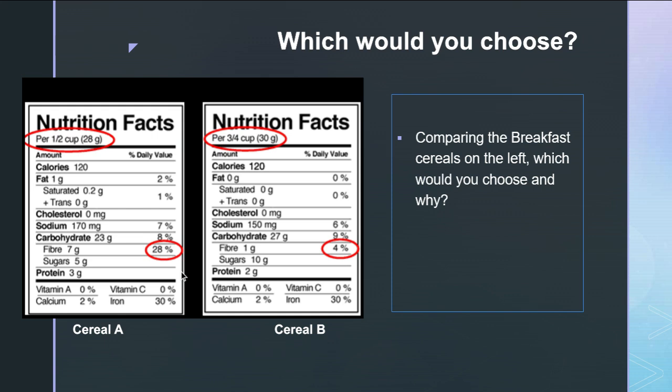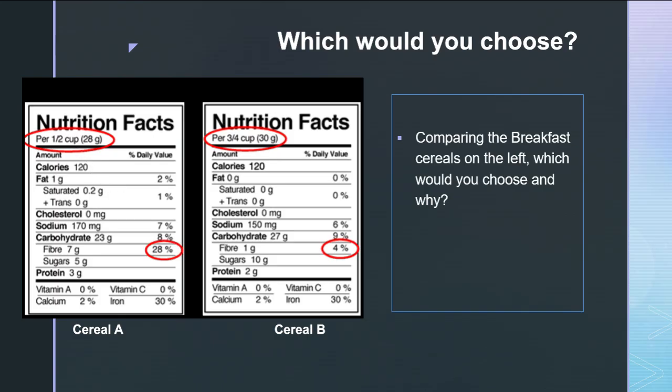But then when you come down here and you look at fiber, you notice that cereal A has 28% of your daily fiber intake, but cereal B only has 4. And then when you come down and you look at the other nutrients that are there, they're pretty much the same. So if it was me, I would be picking the higher fiber food that you need less of, right?